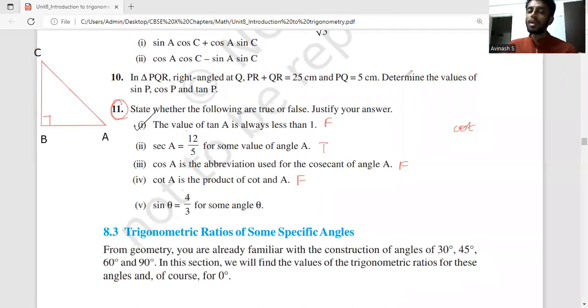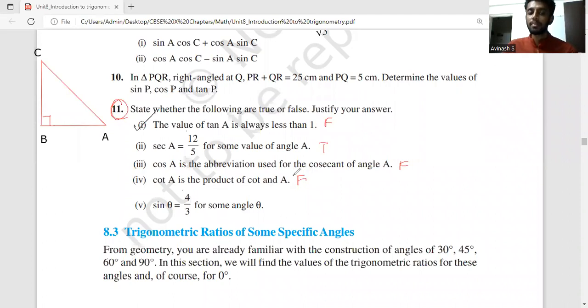In the question they have given that cot A is nothing but cot into A, isn't it? But cot separately doesn't have any meaning. So therefore, this is also false. It cannot be written as a product. Cot A is cot A. Cot A is not cot into A, because individually cot doesn't have any meaning.